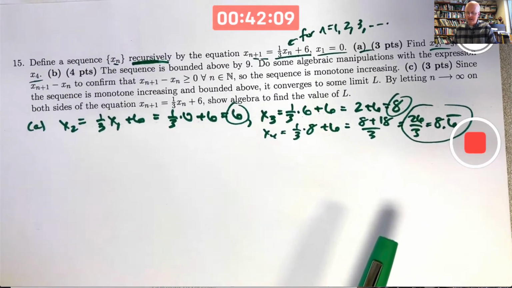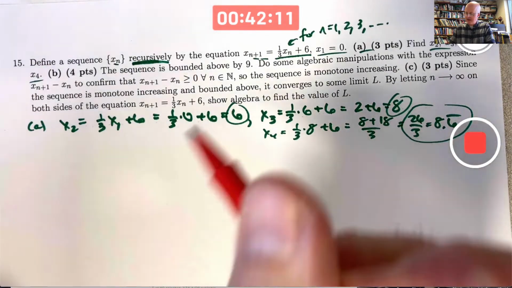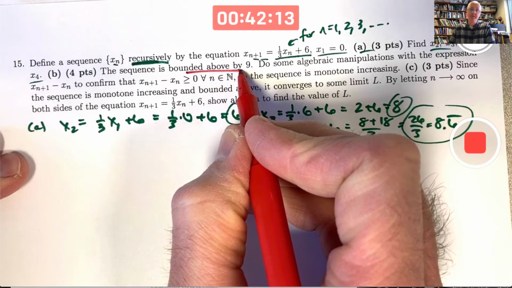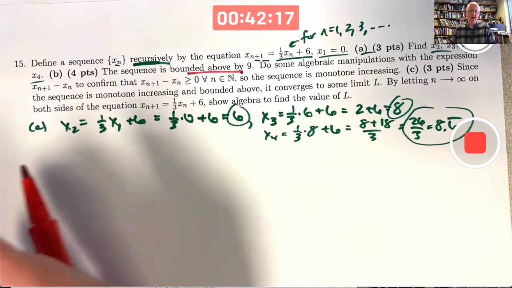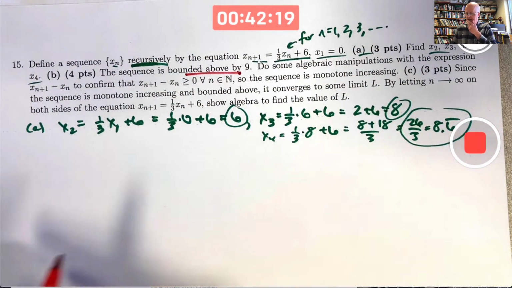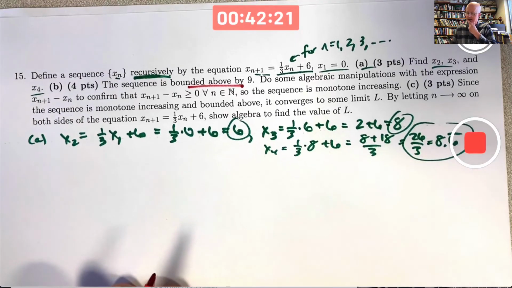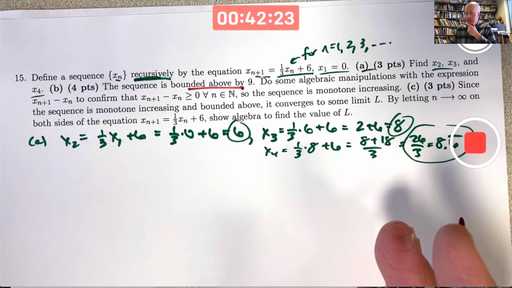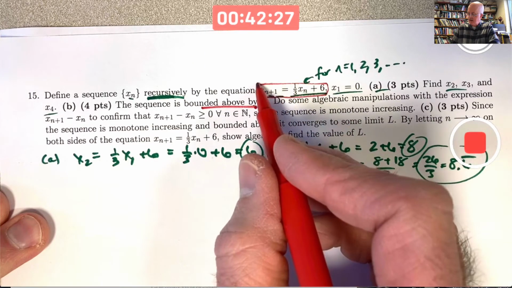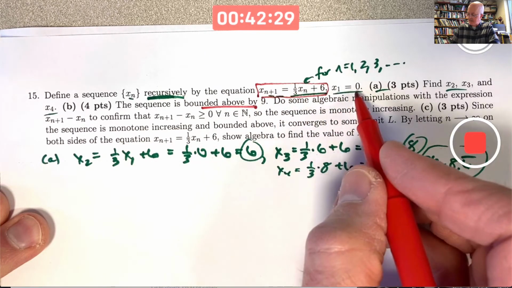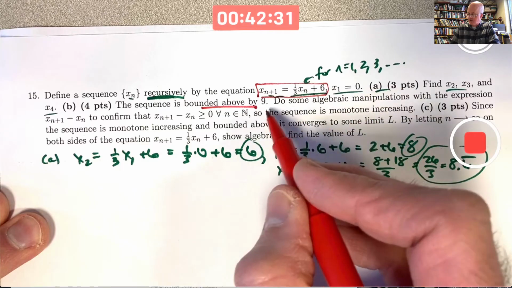Part B says the sequence is bounded above by 9. I'm telling my students that. Would that be difficult to prove? No, it's not too bad. You'd want to use induction, actually, and I'm not requesting that here. The inductive step would use, well, the base step is easy. x1 is 0, which is certainly less than or equal to 9.